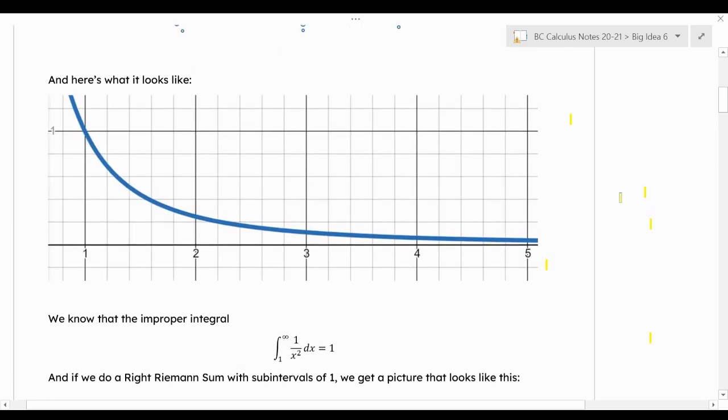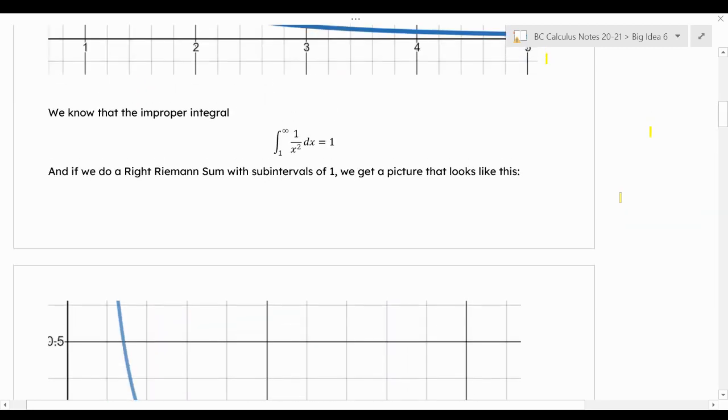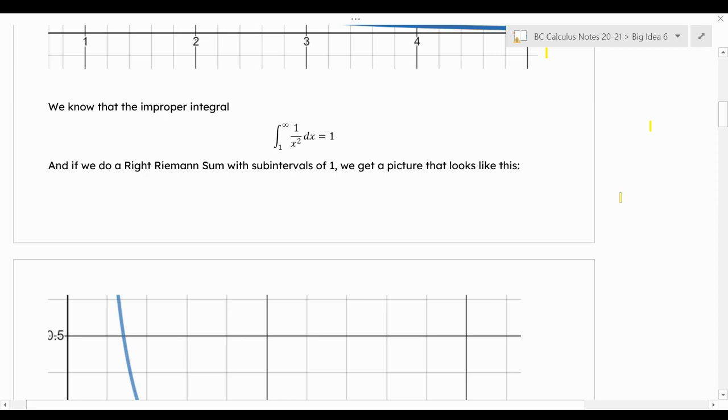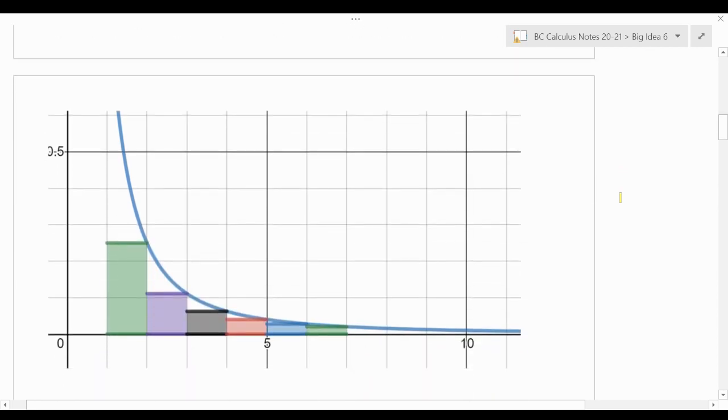All right, so here is the function, 1 over x squared. The improper integral from 1 to infinity of 1 over x squared with respect to x is 1. If you don't believe me, you can do the integration yourself, but take my word for it, it's true. So we're going to do a right Riemann sum with subintervals of 1, and you get a picture that looks like this. I didn't get all of the rectangles in there, but you can catch the drift as this continues on and on into infinity.